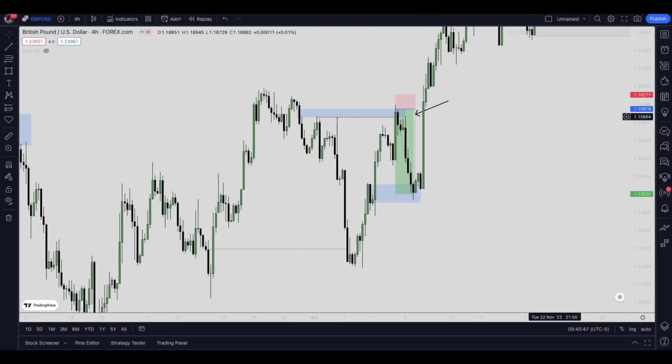Hello guys, in this video we are going to cover advanced liquidity concepts. I am going to show you some examples and tell you how it works. The advanced liquidity concept usually works when you see equal highs or equal lows generated.